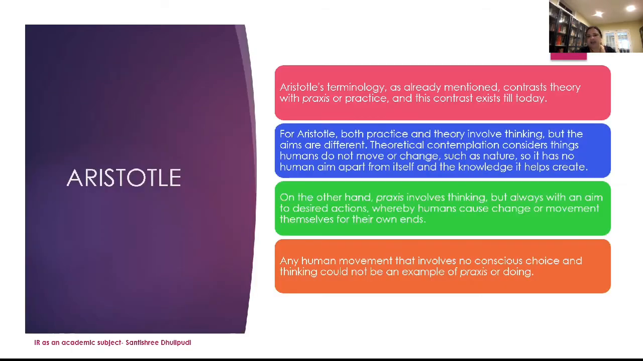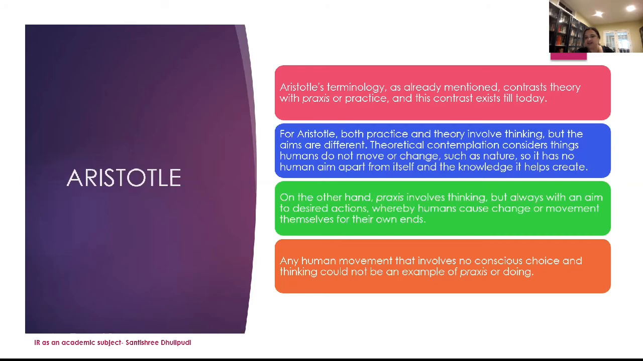Aristotle, the father of political science, in his terminology already contrasted theory with praxis, or practice. And this contrast exists still today. For Aristotle, both practice and theory involve thinking, but the aims are different. Theoretical contemplation considers things humans do not move or change, such as nature. So it has no human aim apart from itself and the knowledge it helps to create.